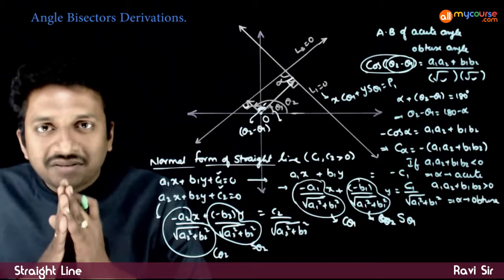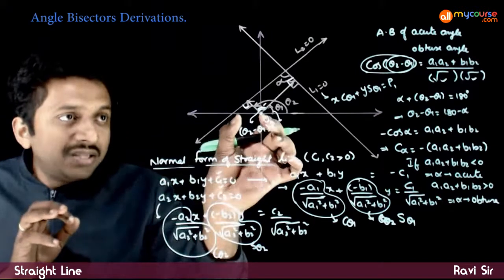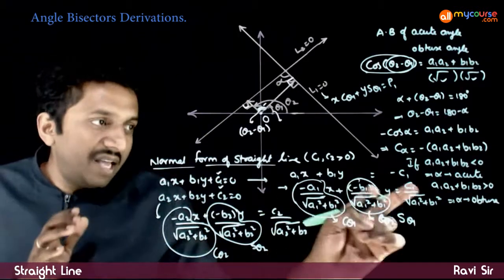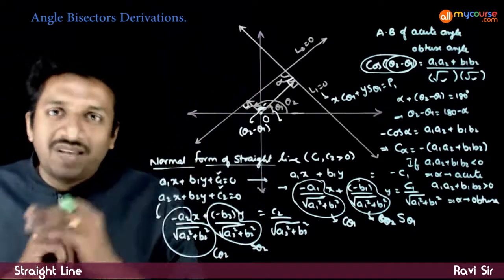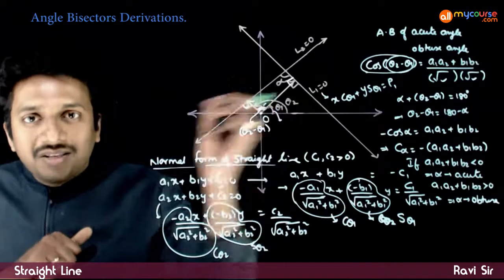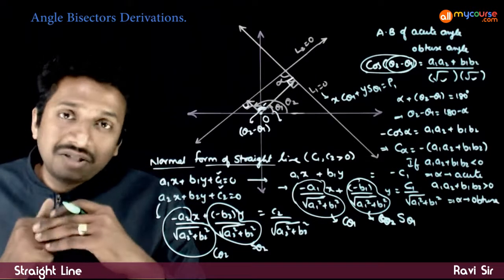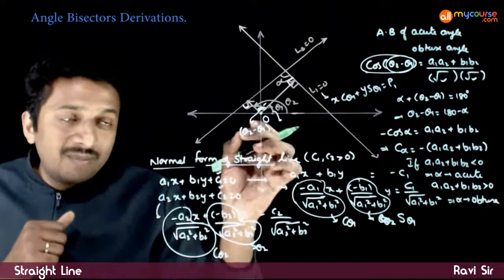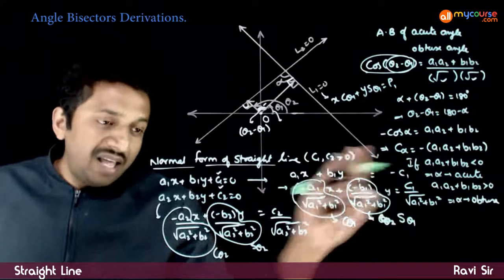So as simple as this. So if a1 a2 plus b1 b2 is negative, origin is in acute angle. If a1 a2 plus b1 b2 is positive, origin lies in obtuse angle. So once you know where the origin lies, you know how to find the equation of the angle bisector containing origin.